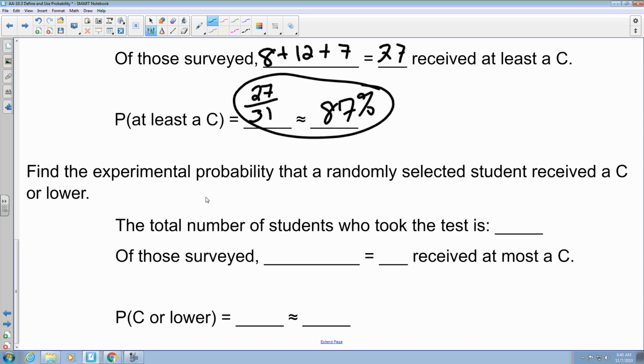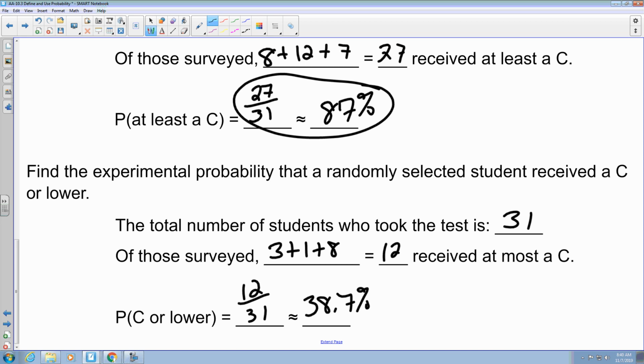Below here it says find the experimental probability that a randomly selected student received a C or lower. So we already know that the total number was still 31. And now we look at the values that were a C or lower, or at most a C. So it's going to be what, 3 plus 1 plus 8, and that is what, 12? So I can say that it's going to be 12 over 31, which is about 38.7%.